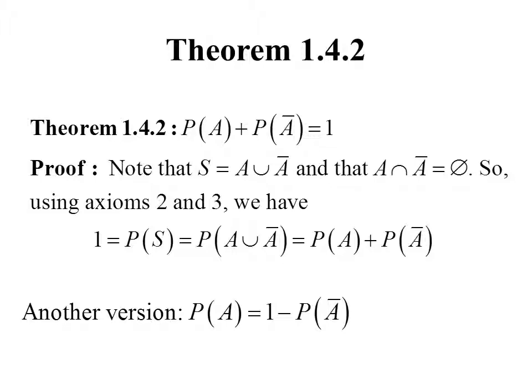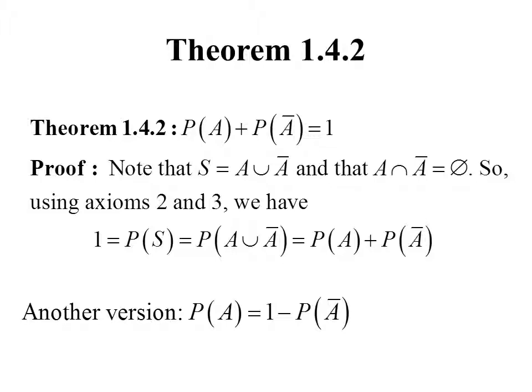Okay, so first, note that A union its complement is equal to the entire sample space. We can see why that's true if we just look back at that figure from a couple of slides ago. And also, A intersect its complement is equal to the empty set. So a set does not intersect its complement.